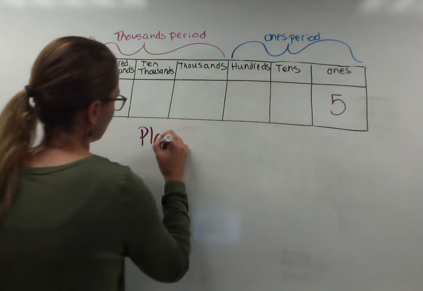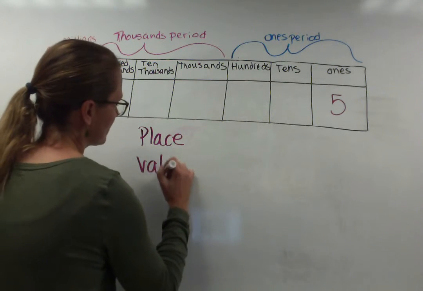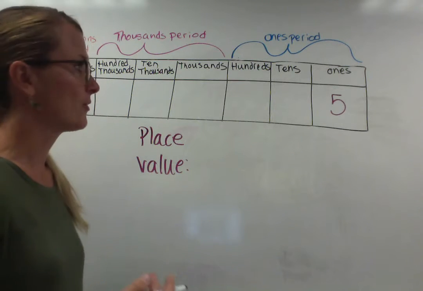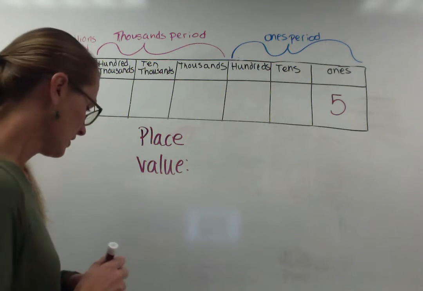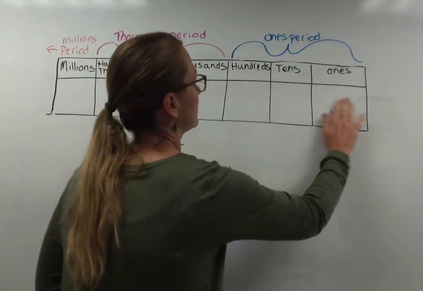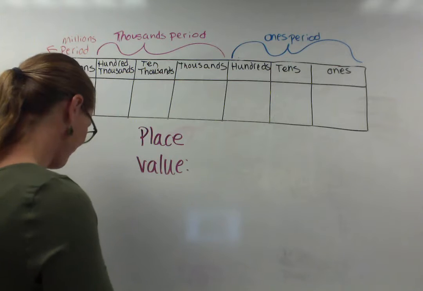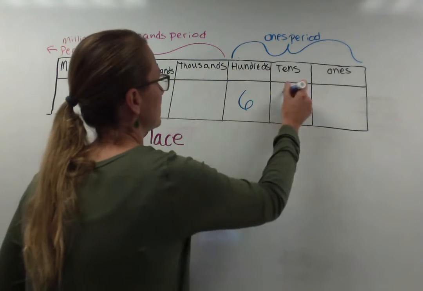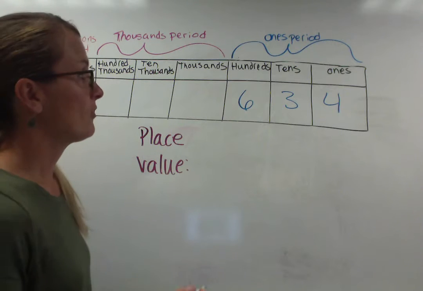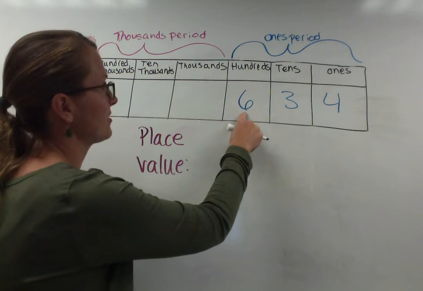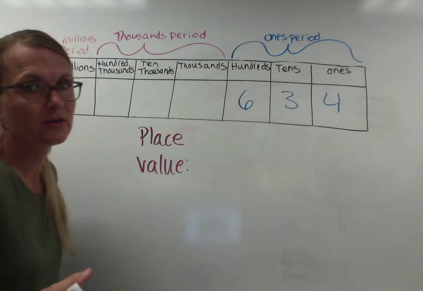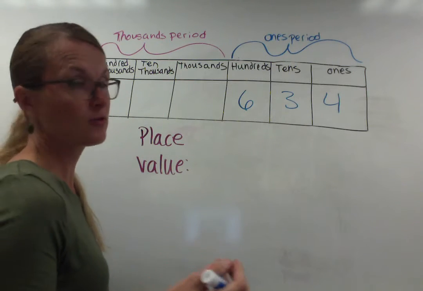The place of a number and the value of the number are two different things, but they are related. You have to know one to know the other. So if I were to write the number 634, we know it's 634 because I have 6 hundreds, 3 tens, which is 30, and 4 ones. If we add that all together, we get 634.